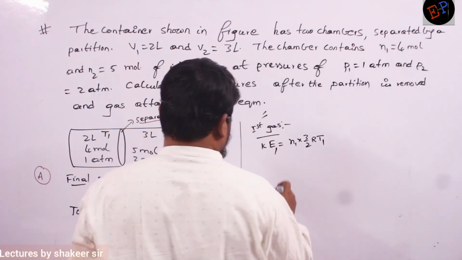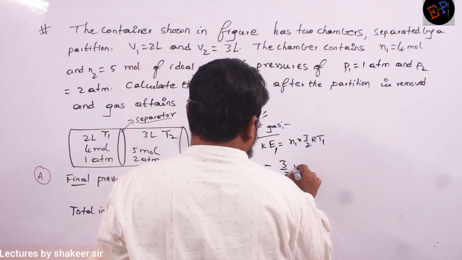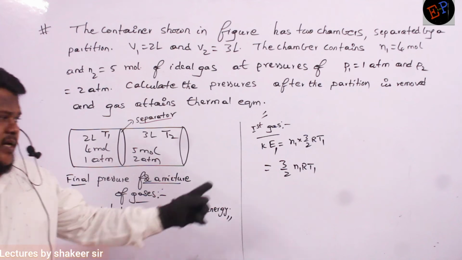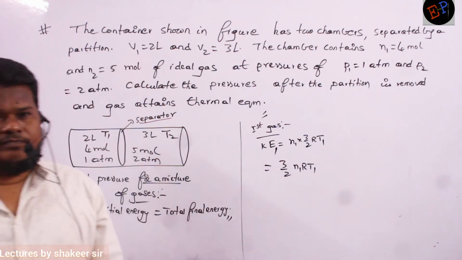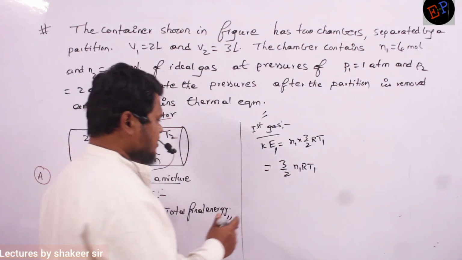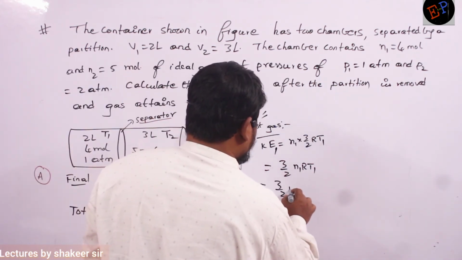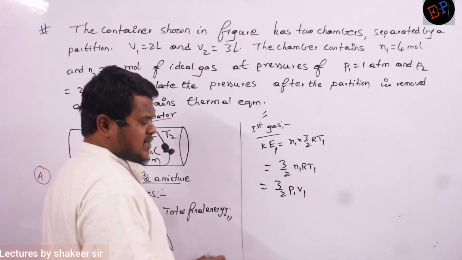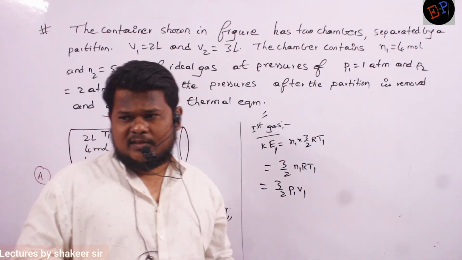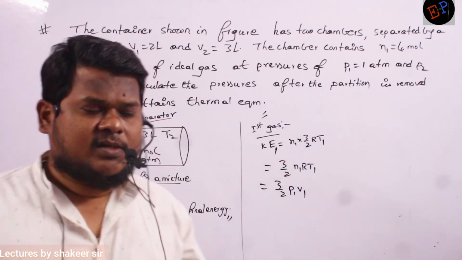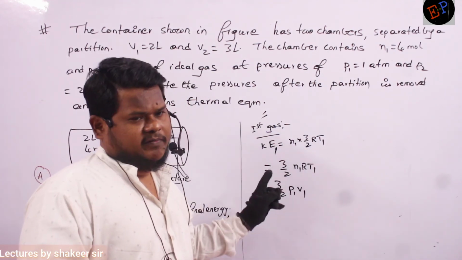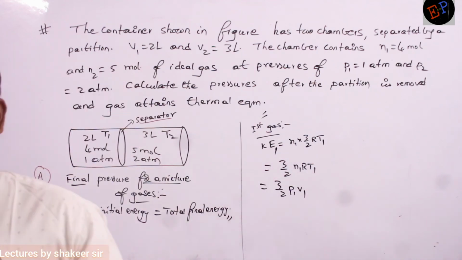Now see, so this is KE1. I can write 3 by 2 N1 RT1. I can write like this, no? So nRT is equal to PV, no? Ideal gas equation, nRT is equal to PV. That method I will use here. So I will write it as 3 by 2 into P1 V1. So I am getting rid of temperature. I don't want the term temperature in the equation because temperatures I don't know. So instead of N1 RT1, I can write P1 into V1. So similarly write the equation for the second gas also.